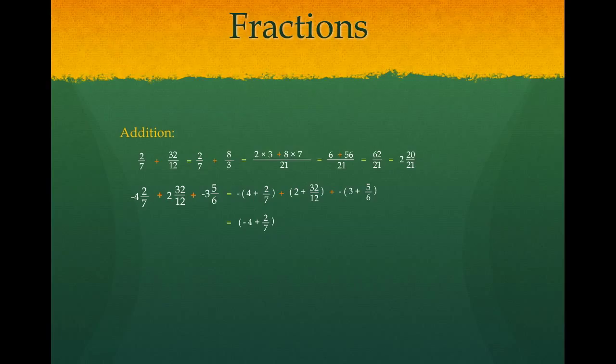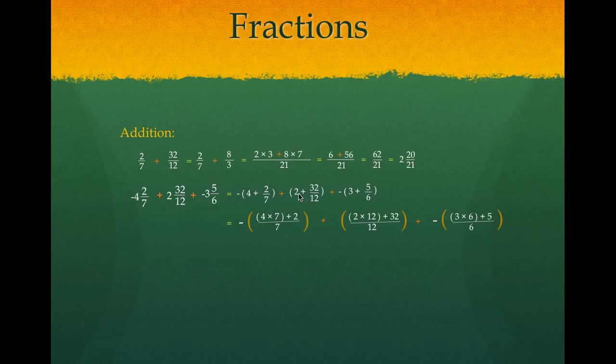Now we can add the mixed fractions in two ways. In the first way, we convert the mixed fraction into improper fractions like this and then perform the addition. So to convert this mixed fraction into improper fraction, we'll multiply 4 with 7 and add 2.